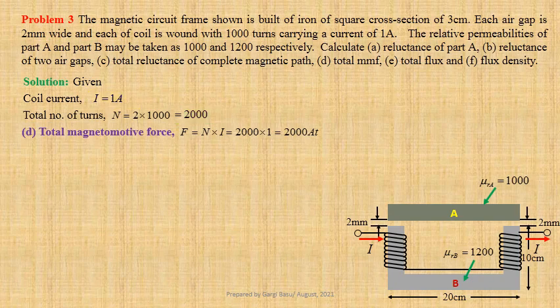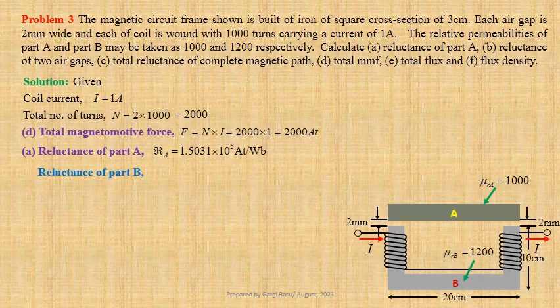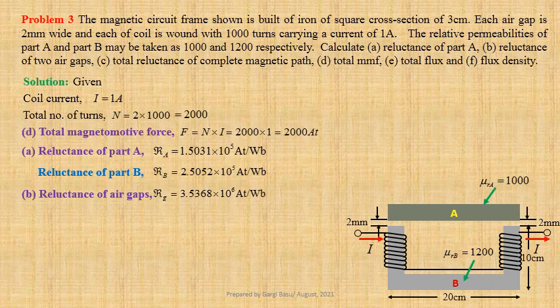We have already computed reluctance of part A. Ra equals 1.5031 into 10 to the power 5 ampere turns per Weber. Reluctance of part B, Rb equals 2.5052 into 10 to the power 5 ampere turns per Weber, and reluctance of air gaps, Rg equals 3.5368 into 10 to the power 6 ampere turns per Weber.